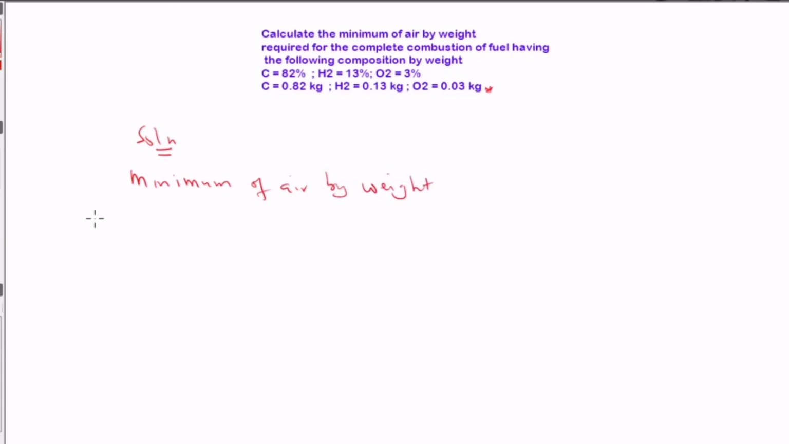we established that the formula is 100 over 23, bracket open, we have 32 over 12 times the carbon composition, then plus 8, bracket open, the hydrogen minus the oxygen composition over 8, you close the bracket, plus sulfur, then you close the bracket.